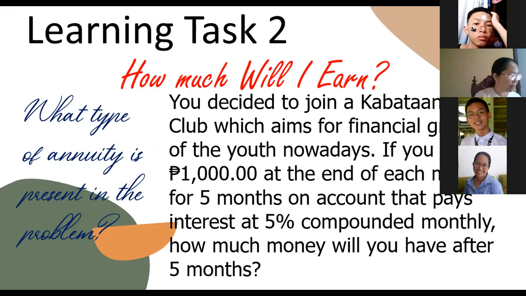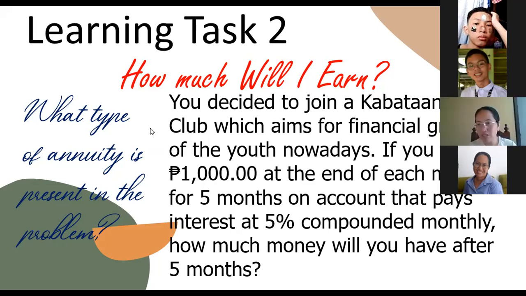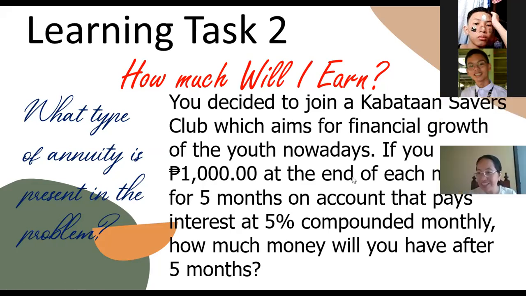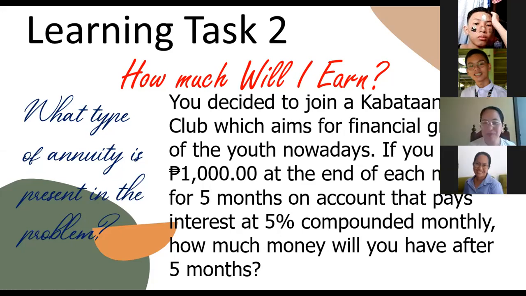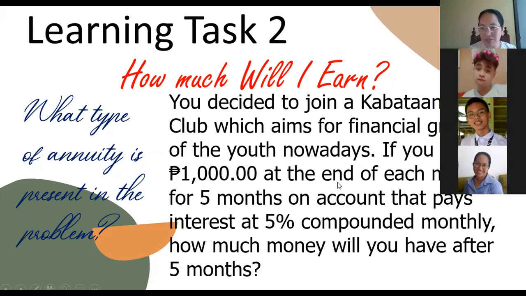Si Lance lang ang nakataas ng kamay. Go, Lance. O kanina pa rin yan, Lance. So this is an example of what? Ako na sasagot. Ayan, nakita ko si BJ. BJ! Ma'am, simple po. Yan, simple. That's correct. Because the payment is to be done at the end of each month and then compounded monthly. So monthly basis siya parehas, kaya simple.